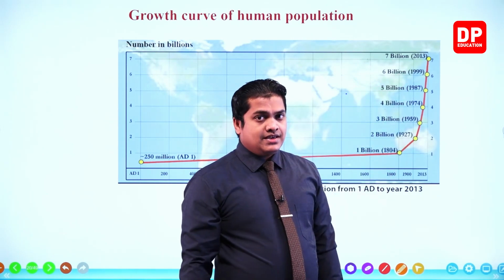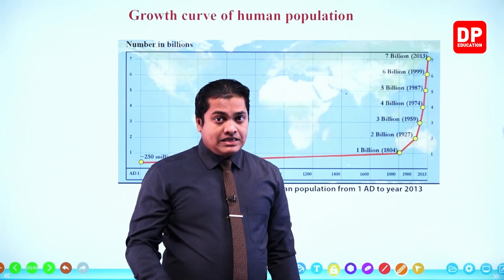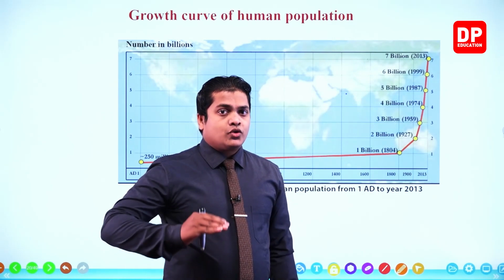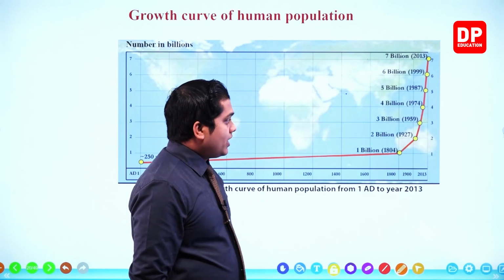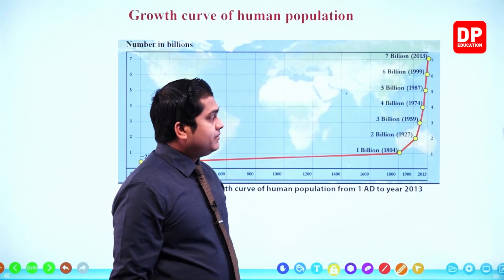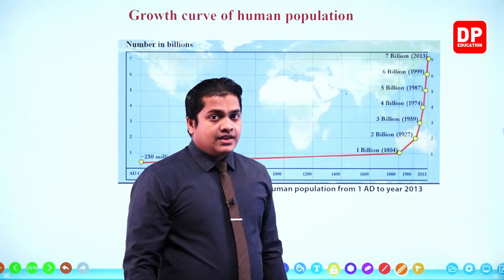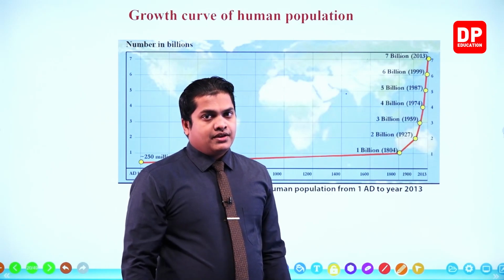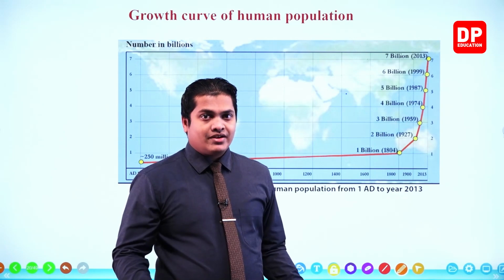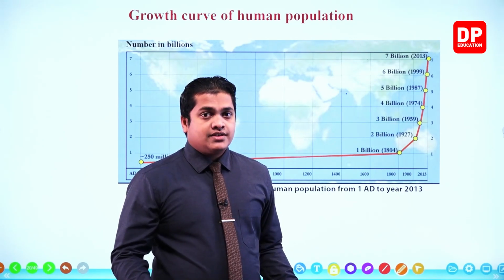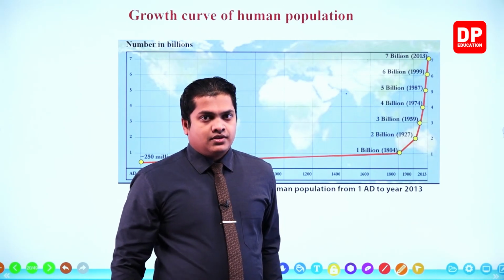So as you can see here, gradually the time period is getting decreased to increase by 1 billion people. When increasing by 1 billion people, gradually the time is getting decreased, right? Actually, not gradual, it is dramatic. Dramatic is the correct word, right? There's a heavy decrease in the number of years, right?